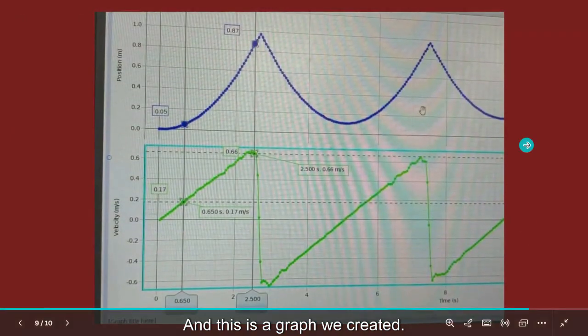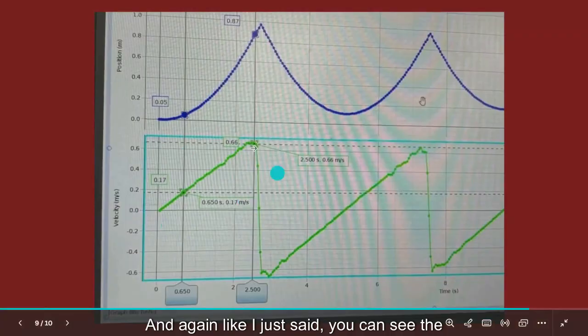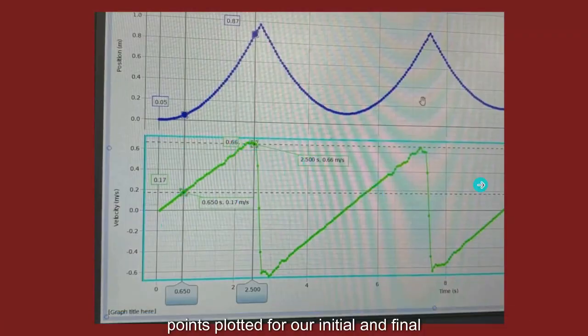And this is the graph we created, and again, like I just said, you can see the points plotted for our initial and final velocity.